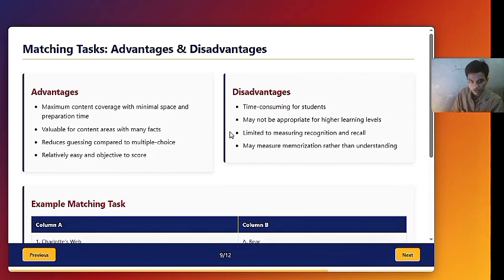But there are also disadvantages. It is time consuming for students because sometimes they may second guess. It may not be appropriate for higher order learning levels, as it is limited to measuring recognition and recall.